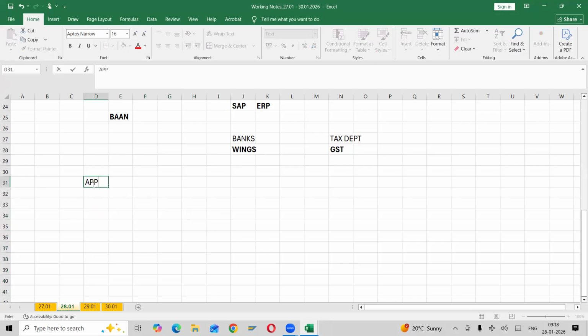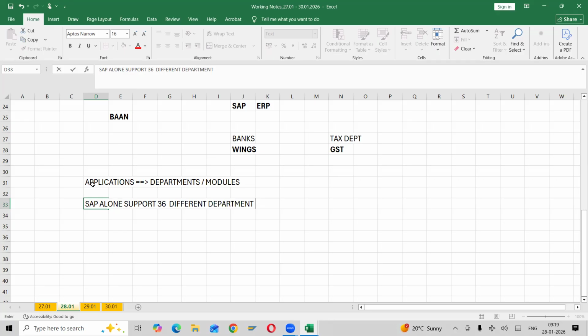Application is nothing but, whatever applications I'm using here, it is nothing but departments, or you can call them modules. SAP alone supports 36 different departments. That is nothing but modules. We call them modules in SAP.